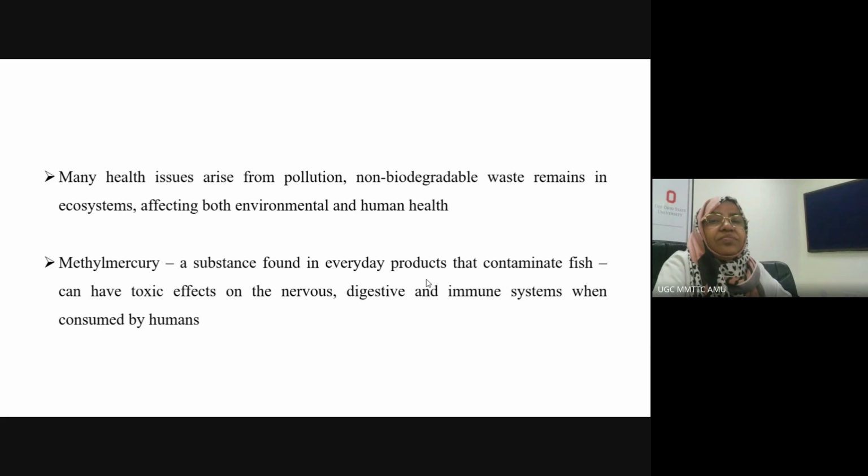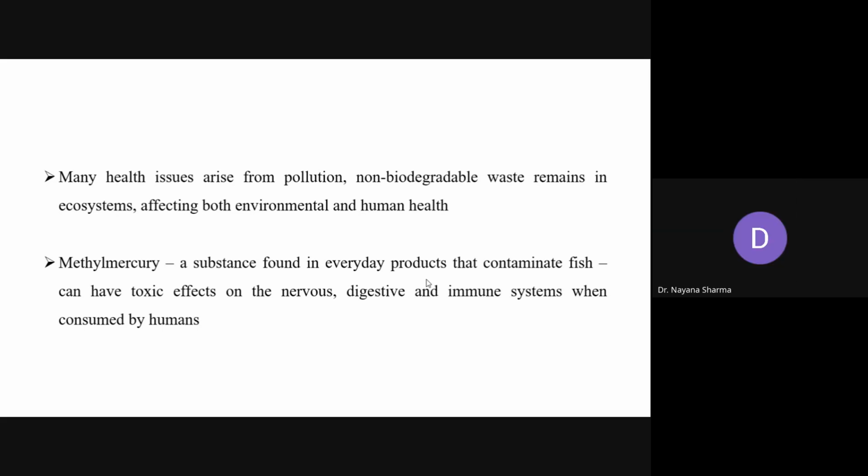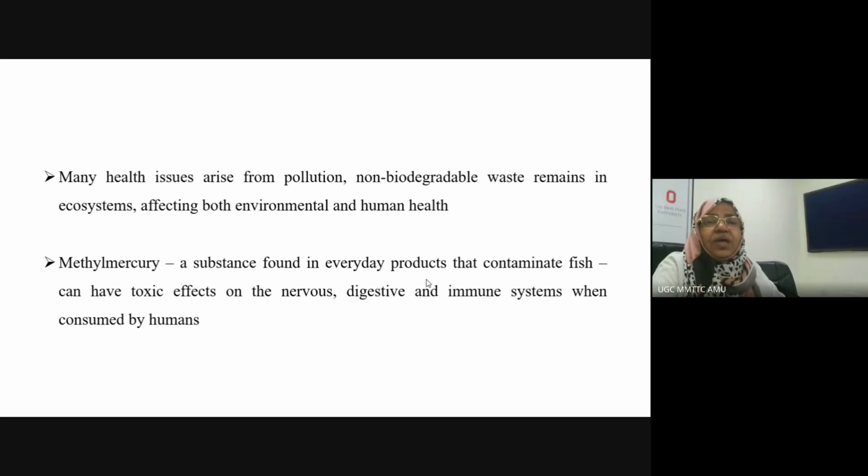Methyl mercury. Methyl mercury is a substance found in everyday products that contaminates fish and has a toxic effect on the nervous, digestive, and immune systems when consumed by humans. भोपाल गैस ट्रेजेडी में कौन था? मिथाइल आइसो Cyanide. This is methyl mercury.